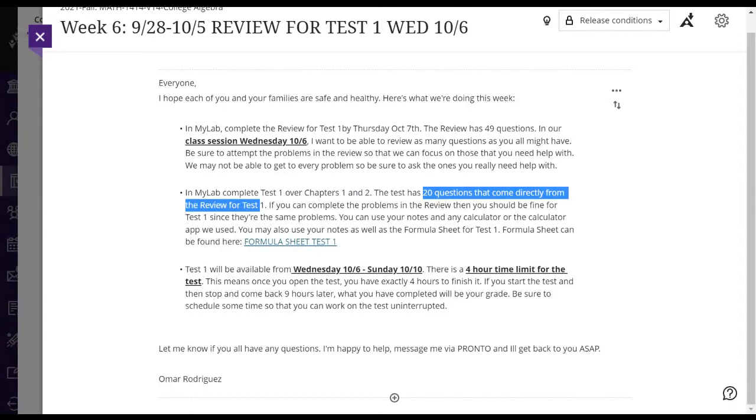So the idea is use your formula sheet, use your notes, but you really shouldn't need your formula sheet or notes for every single question, because if you're hunting around looking to find that, it's just going to take you a really long time to get it done. Okay, and 4 hours is a long time, but I don't want you hunting for something in every single problem. You know what I mean?